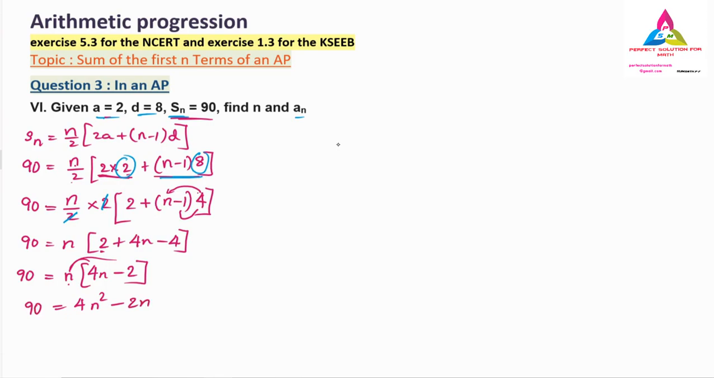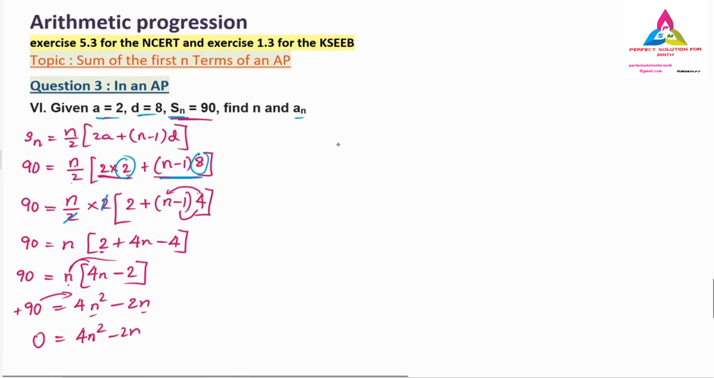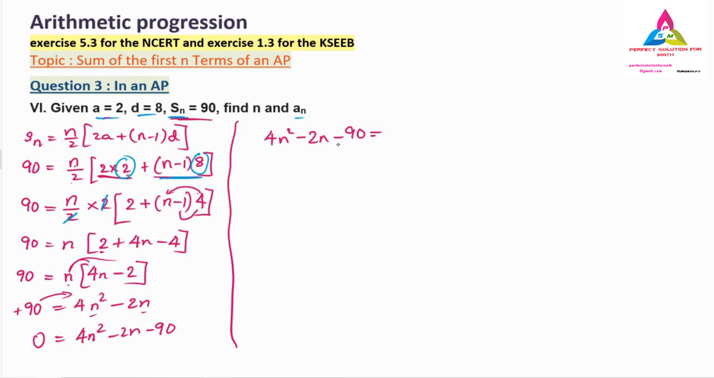So the next part is easy. This 90 we have to shift because we have here n square and n. We can't send anything to the other side now, so what we can do is bring the 90 to this side. If you bring 90 to this side, the right side will remain 0. Here we have 4n square minus 2n, and the positive 90 turns into negative 90. So this can be rewritten as 4n square minus 2n minus 90 is equal to 0.